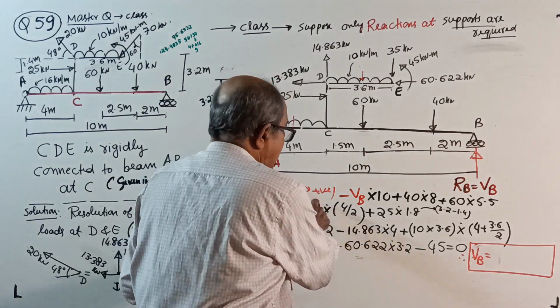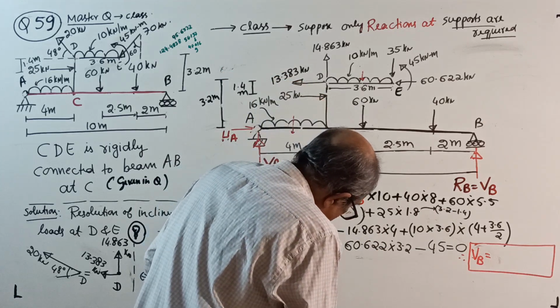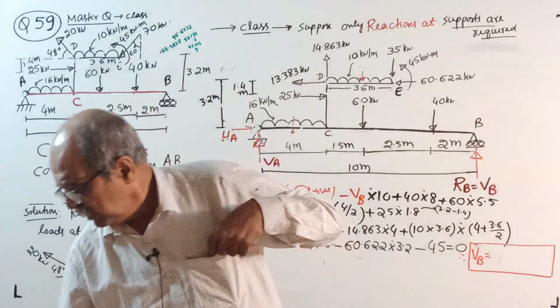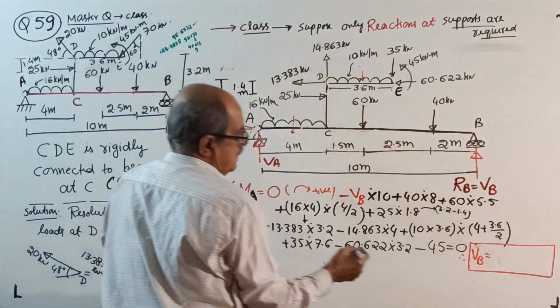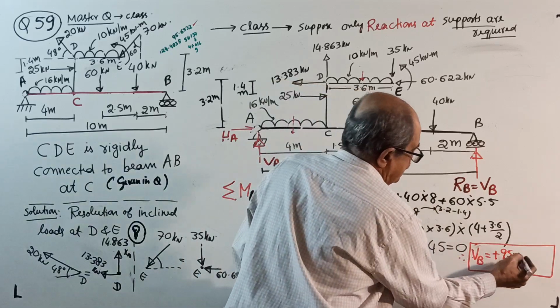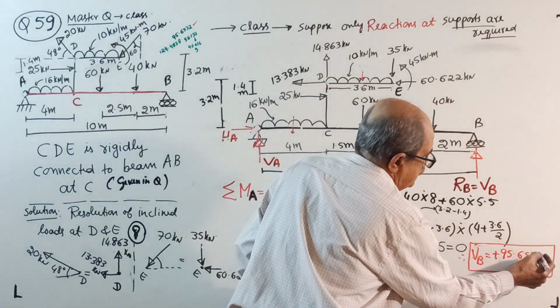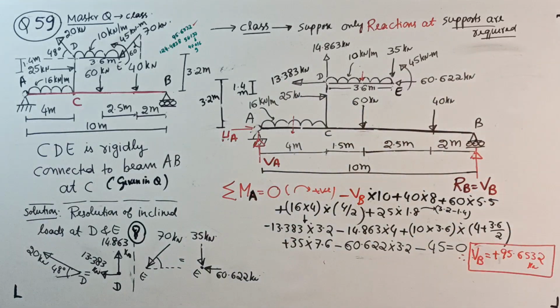See, minus VB is there. Take that side, it will come plus. I got the answer, 95.6532. So 100% guaranteed. See, I already got the answer here. Plus 95.6532 kilonewton. I have to check whether the camera is okay or not, because I am almost at the end of the board. Okay, no problem. We got VB.